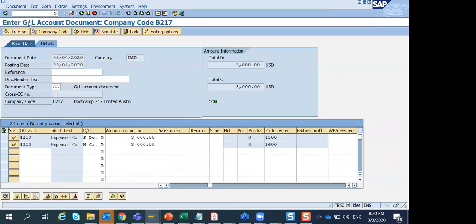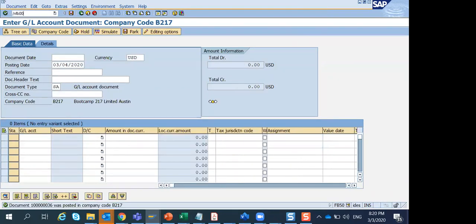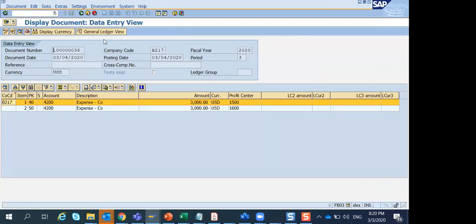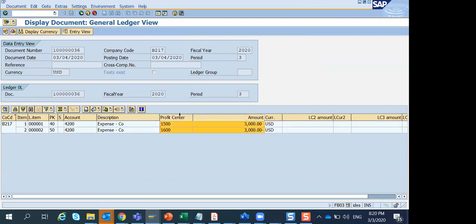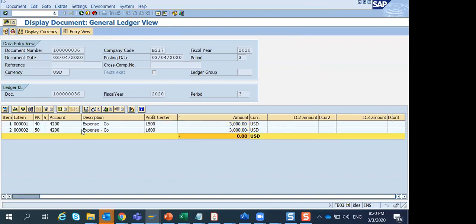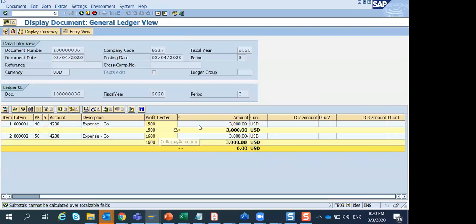And if I post it right now, let's go to FB03 and see what happened. This is the general ledger data entry view, how we entered it. The general ledger view shows how it's stored in the table. Let's go into the general ledger view. Look here, there's no splitting, nothing, even though it's a separate, different GL account. If you bring the GL account here and ask for the total by GL account, subtotal, as you can see here, the total for profit center 1,500 is 3,000. The total for profit center 1,600 is 3,000.